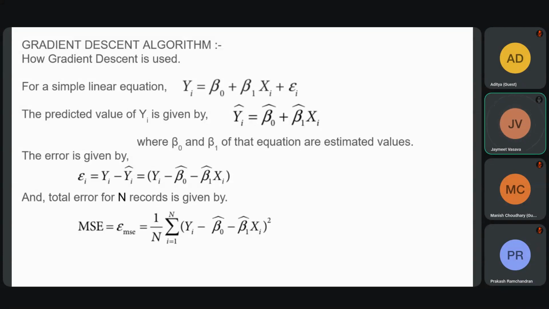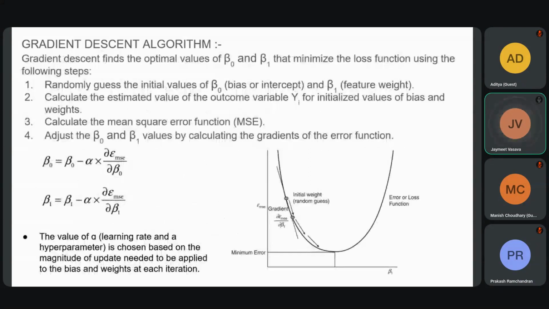Now, the mean square error for the total n records is given by 1 by n, the summation from i equals 1 to n, of yi minus beta 0 hat minus beta 1 hat xi, the whole square. So the gradient descent finds the optimal values of beta 0 and beta 1 that minimize the loss function using the following steps.